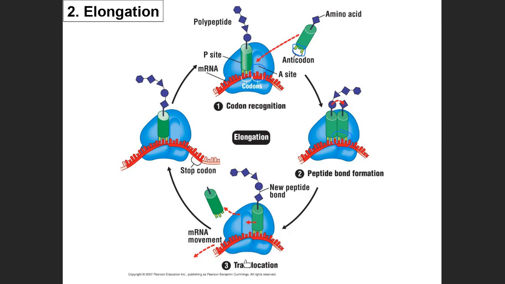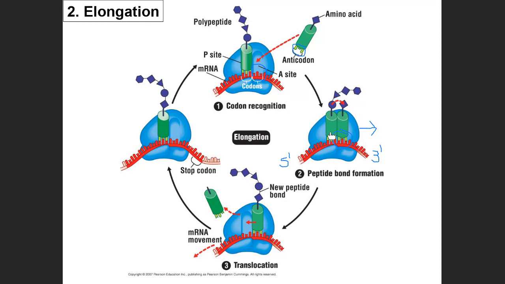And then it says translocation, but what happens is the overall ribosome will shift towards the 3' end of the mRNA. When the ribosome shifts, it moves to the next codon, which they show you over here.